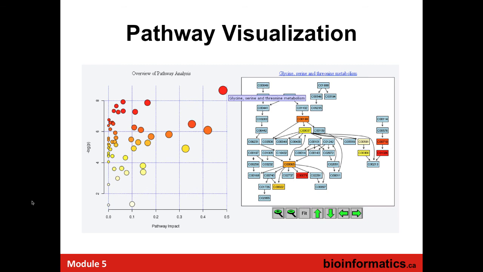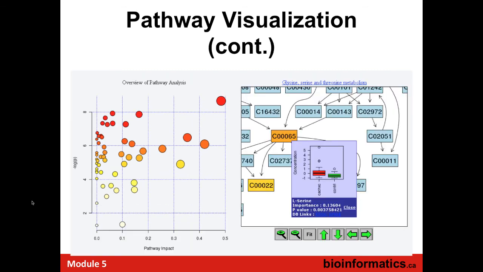It has a Google Map-like browsing function, so you can zoom in. And if you zoom in, you can also click on specific metabolites. Now, you'll notice that these are only giving the KEGG identifiers, not the actual name. So if you want to know the name, you have to click on the identifier. A pop-up box is presented, and that's showing the actual metabolite, as well as the difference between the cases and the controls, the cachexia and the non-cachexia.